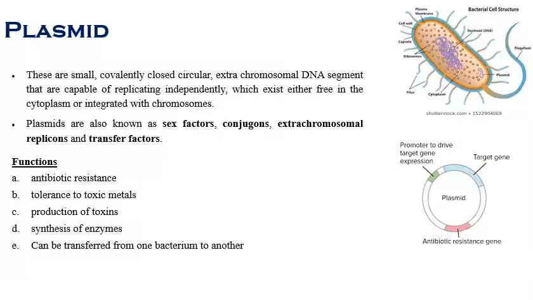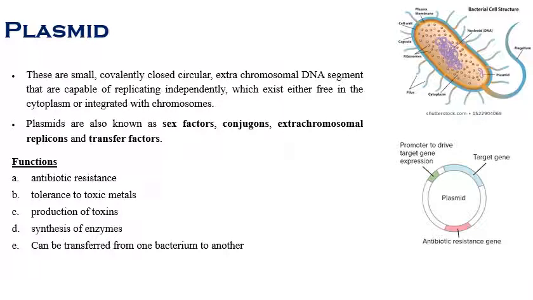Now we will see the plasmid. It's not clearly defined here, but let me tell you: a small covalently closed circular extrachromosomal DNA segment is called a plasmid. We can see here the plasmid is small, covalently closed, circular in shape, double-stranded. Remember, it is a double-stranded DNA segment, not single-stranded, which has its own capability to replicate individually.